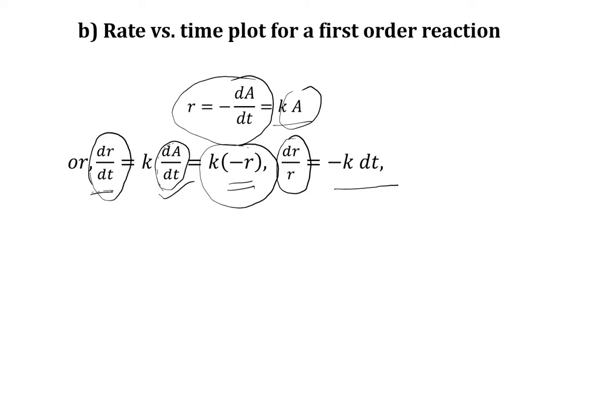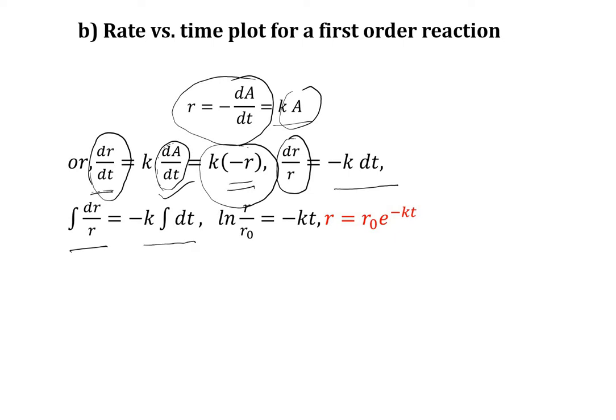So now your task is to just integrate. dR by R over the limit R0 to R is minus K dt, 0 to t. So the result is ln R by R0 is minus Kt, and for the final result, R is R0 into e to the power minus Kt. So what is the desired equation? R as a function of time, right? And again we see that's an exponential decay equation.